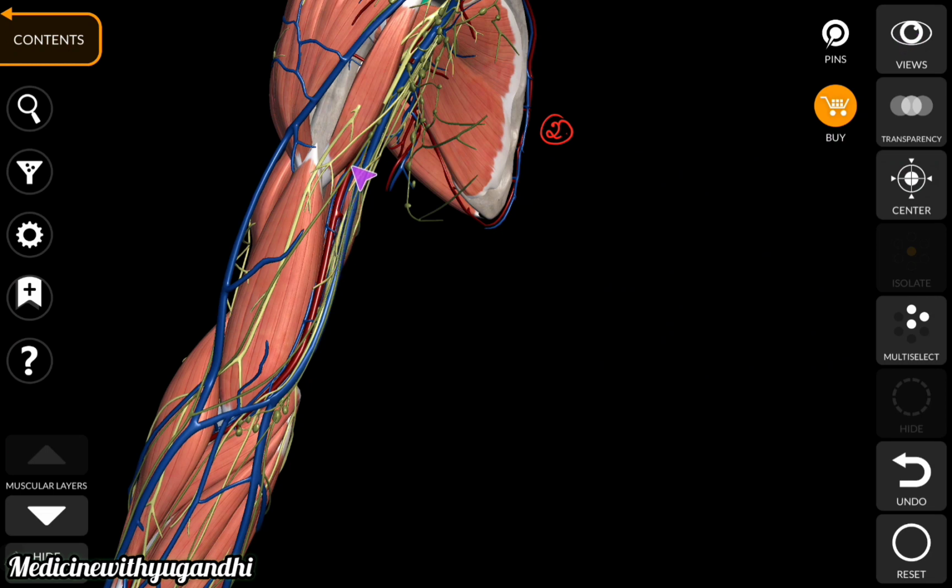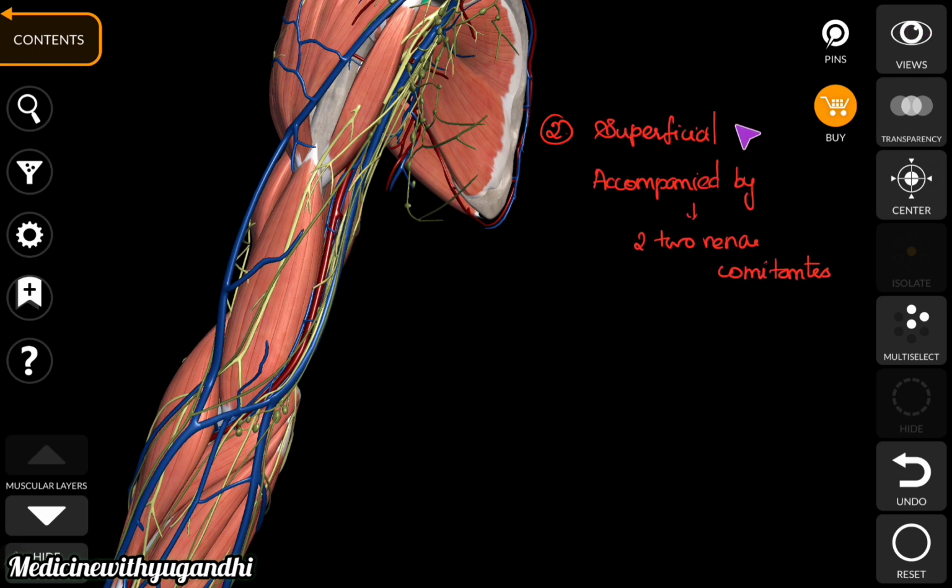Then coming to the second relation. See, this is superficial throughout its extent and it is accompanied by two venae comitantes. Hope you could see that. Once again I am repeating, this brachial artery is superficial throughout its extent and it is accompanied by two venae comitantes.